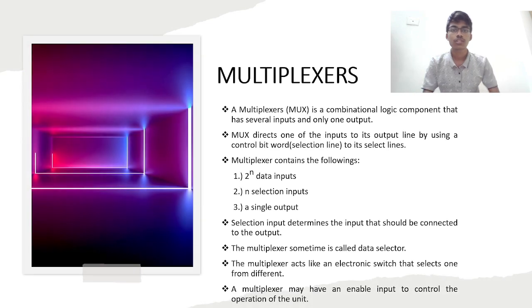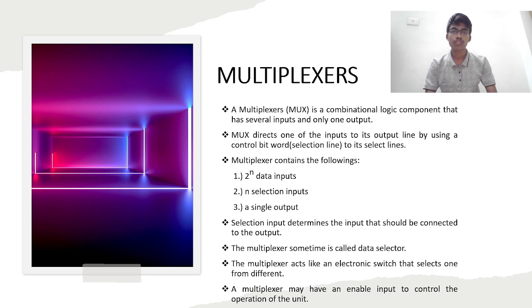So first let us look into what is a multiplexer. A multiplexer is a combinational logic component that has several inputs and only one output. A multiplexer is also called as MUX. MUX directs one of the inputs to its output line by using a special thing which is called a control bit word or a selection line to select its lines.